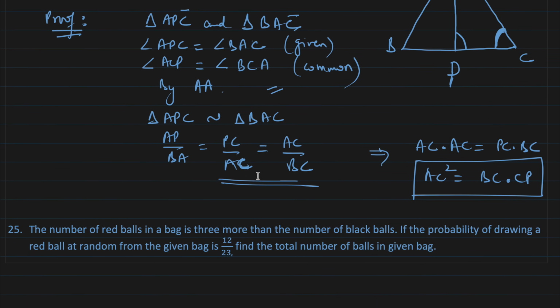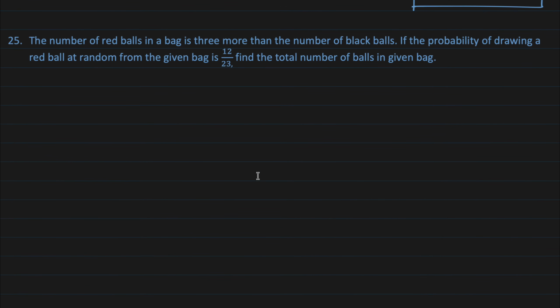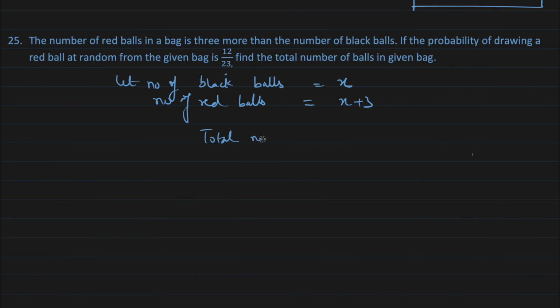Now let's move on to the last question of this section. 25th question, the number of red balls in a bag is 3 more than the number of black balls. So the number of black balls is not given, so I'll assume x, and how many are red balls? 3 more than the black, x plus 3. Next part, if the probability of drawing a red ball at random from the given bag is this much, find the total number of balls. So the total number of balls, if you see from here, is x plus x plus 3, which is 2x plus 3, right?